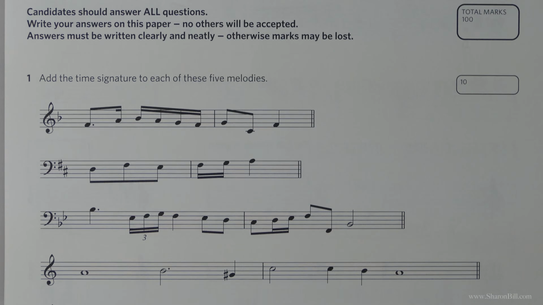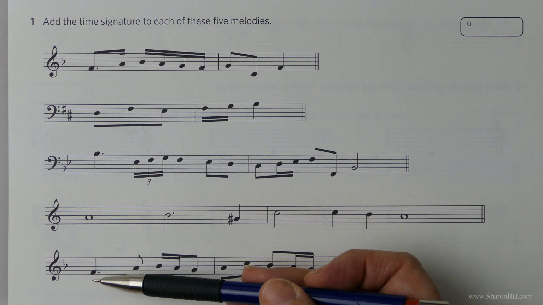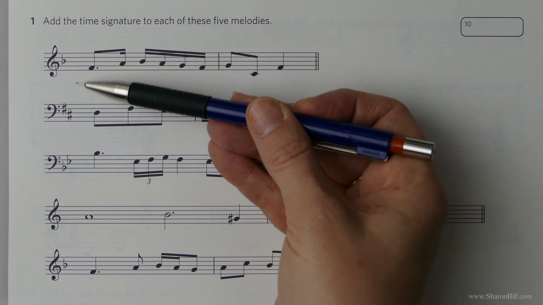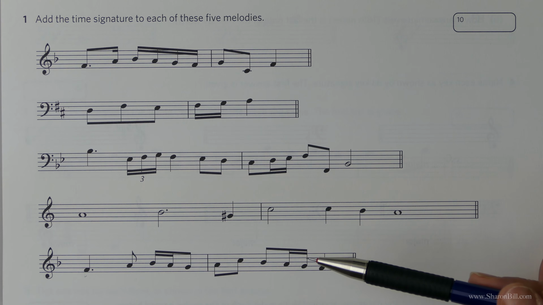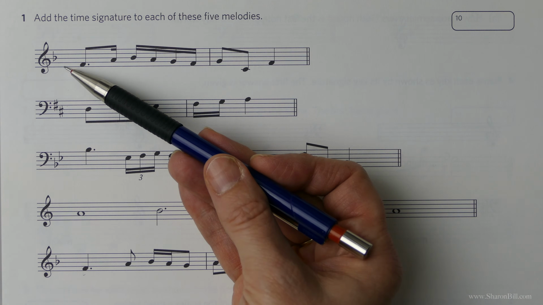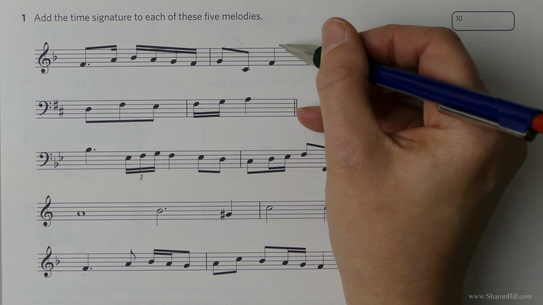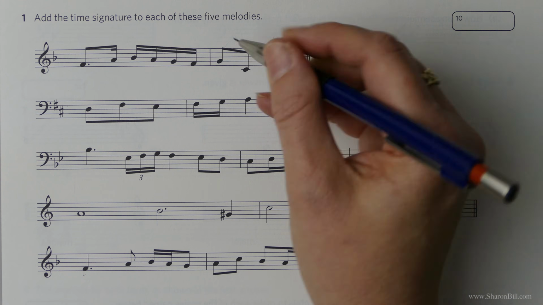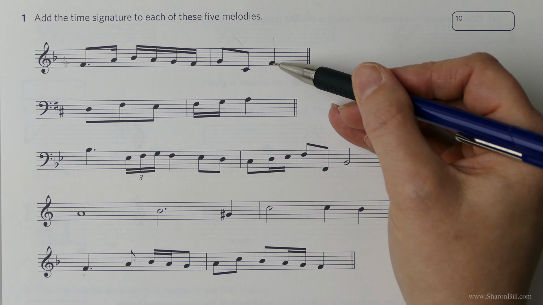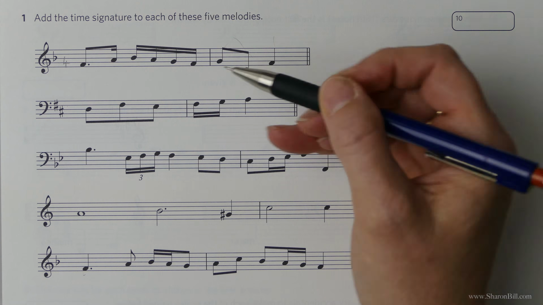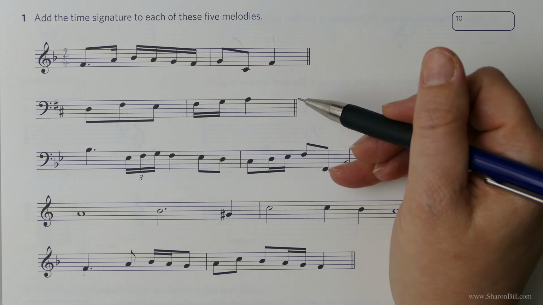So the first question asks us to add time signatures to 5 melodies. So we have 5 separate melodies here, so we're going to need 5 different time signatures, and the first job is to decide what unit beat we're counting in, what's our bottom number going to be. And here I think this is the easiest bar to show us, and you can see we're counting in crotchet beats or quarter notes, so our bottom number 4 is the best choice, and we have 1 beat, 2 halves make another, so we have 2/4. And so that's the choice for that.